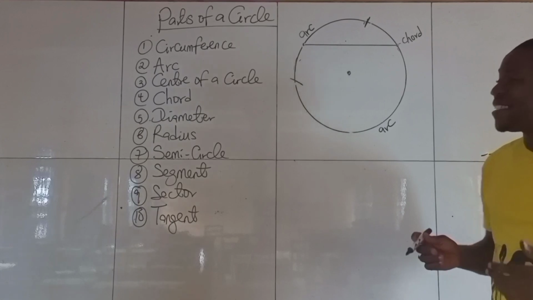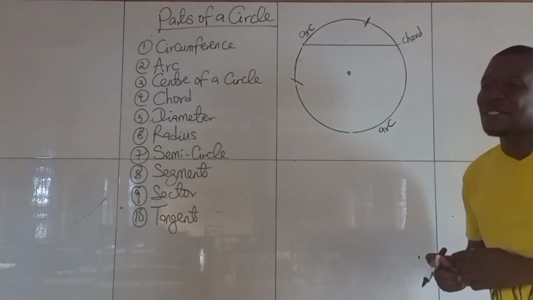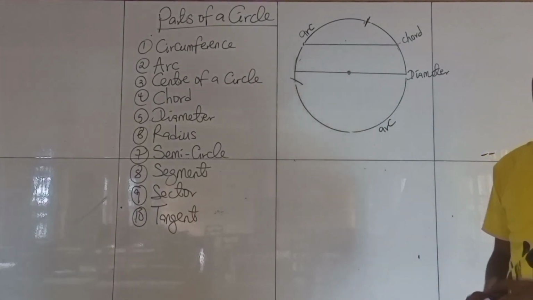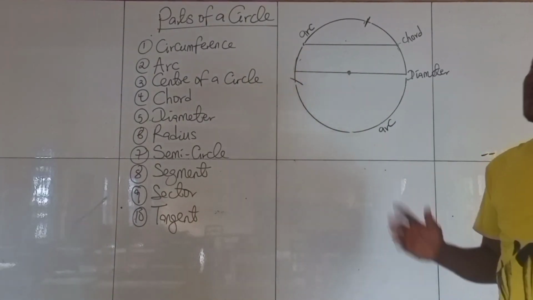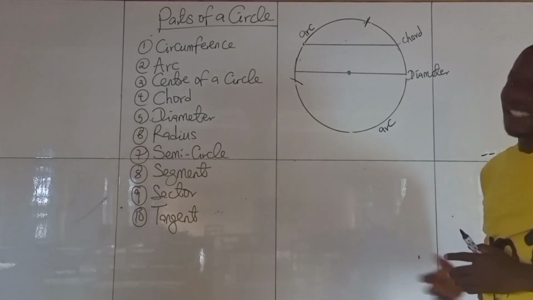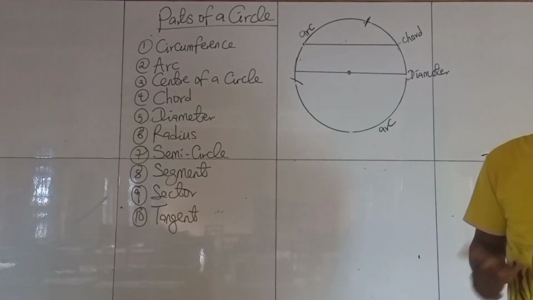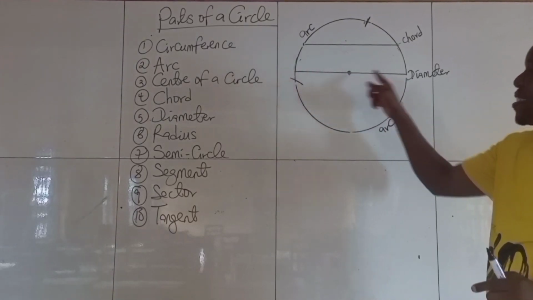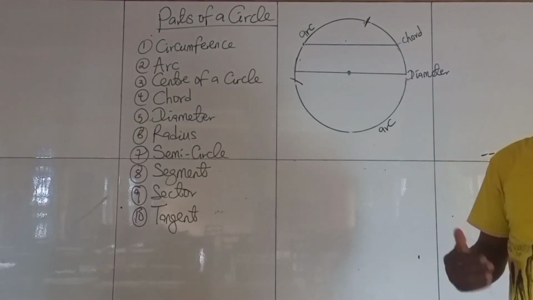So the fifth one is the diameter of the circle. So I'm going to show you the diameter. This is the diameter of the circle. Of course, if you look very well, you will see a lot of similarities between the diameter and the chord. Remember we said the chord is a straight line that touches the circle at 2 points. Diameter is also a straight line. It also touches the circle at 2 points. Therefore, diameter is a chord.